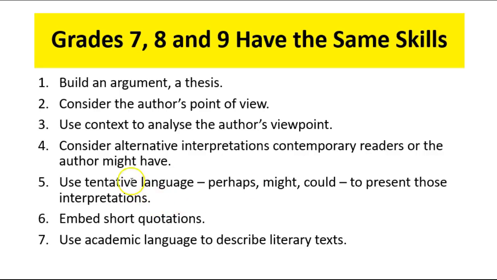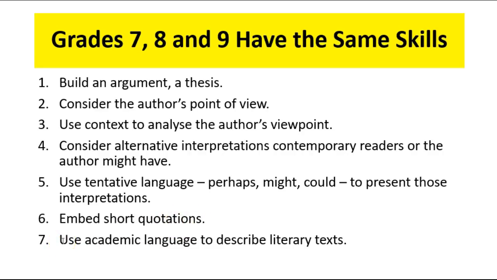The next skill is to use tentative language when you're exploring different interpretations. And tentative language means just these 3 words would do, actually. Perhaps, might, and could. So you discuss your new interpretations that way. Obviously, you're used to embedding short quotations. Hopefully, you've watched my videos about why you need to kill P, and don't just write P paragraphs, but P sentences. You'll see that anyway on my channel.